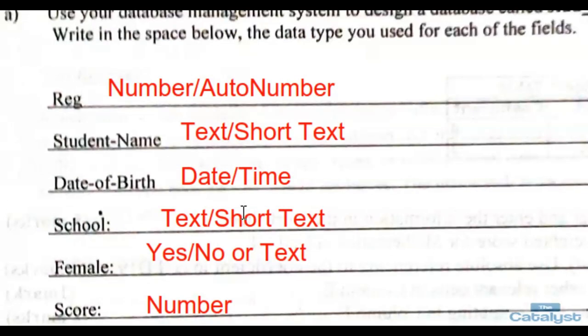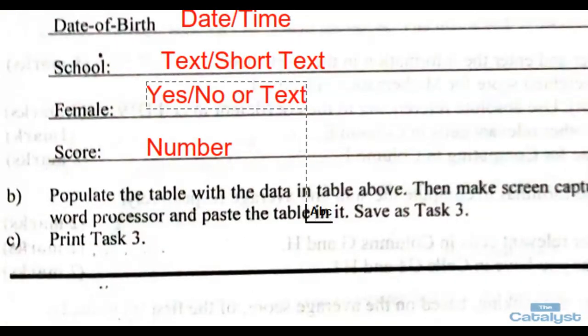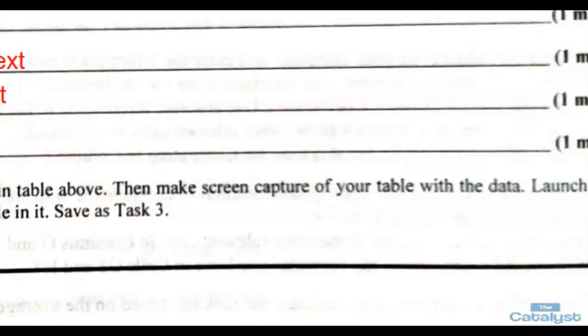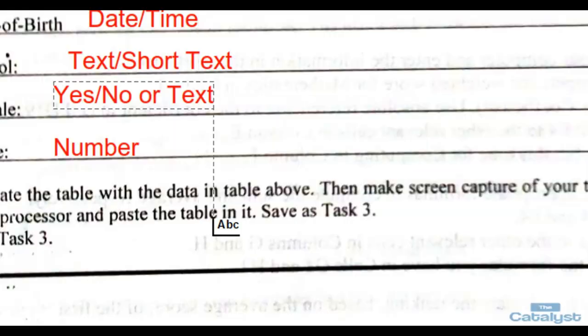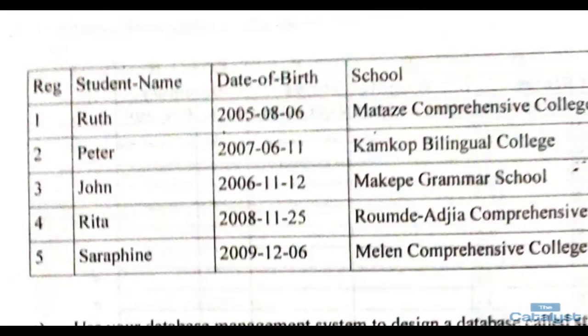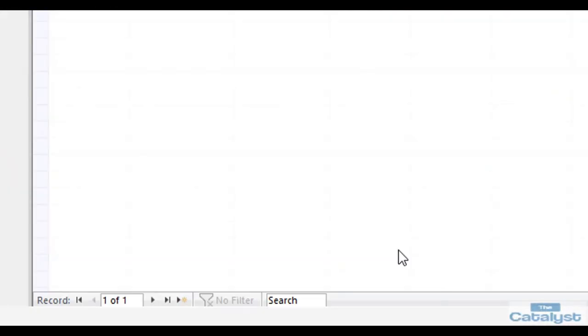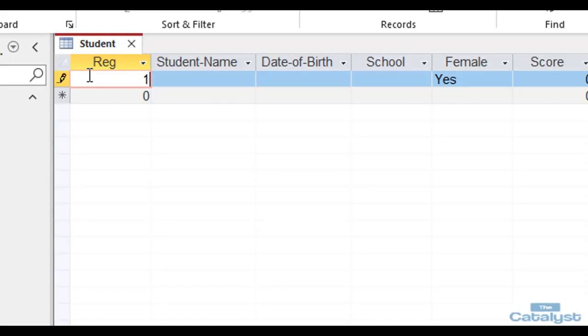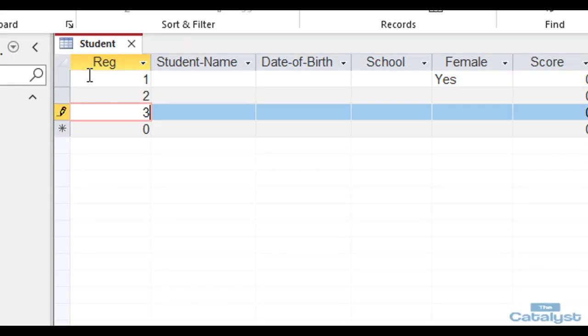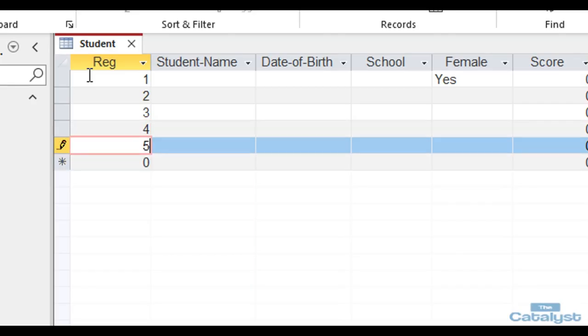So that's it. Now they said populate the table with the data in the table above. Then make a screenshot of your table with the data, launch a word processor and paste the table in it. Save it as task 3. Okay, so we just need to populate this. To populate, since I'm dealing with 1, 2, 3, let me just do them first. I think there are 5.